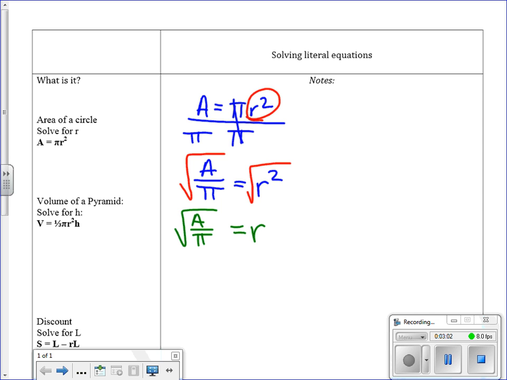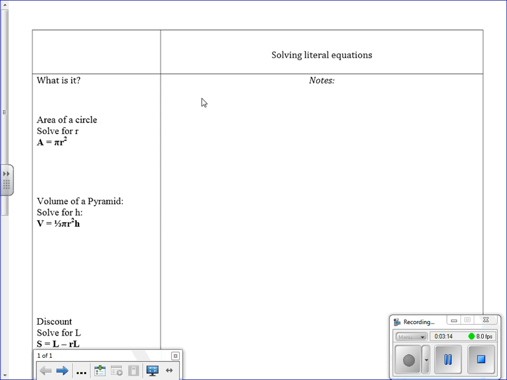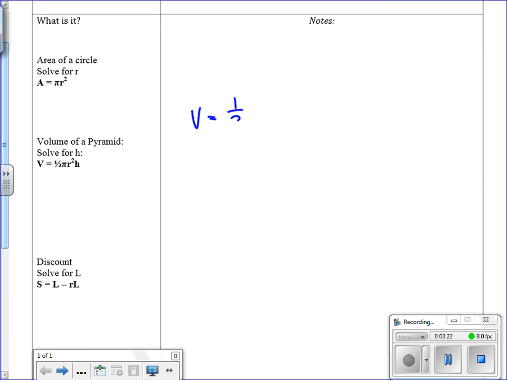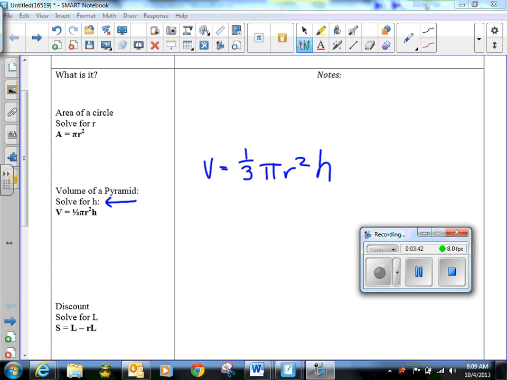Okay, so let's go ahead and talk about the volume of a pyramid. Well, this says solve for H. I'm going to go ahead and erase this, so go ahead and get this written down. If you need to pause, please pause. It says volume equals 1/3 pi R squared H, and it says solve for H. So if we said the volume of a pyramid is... all right, I paused real quick because I'm looking at this, and this is not the formula for a pyramid. That's a formula for a cone.